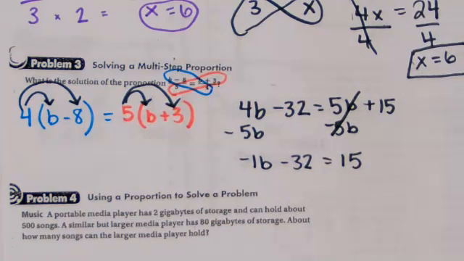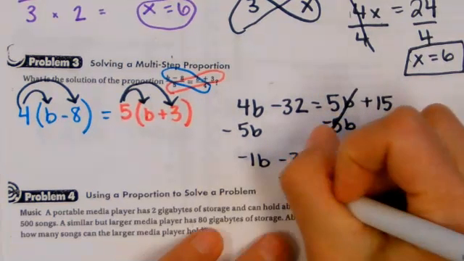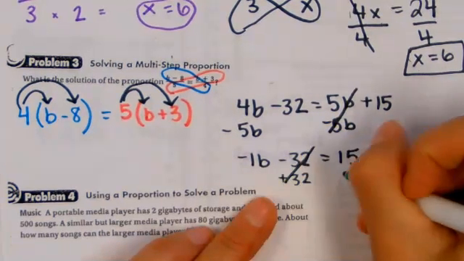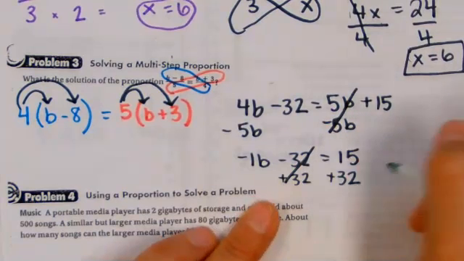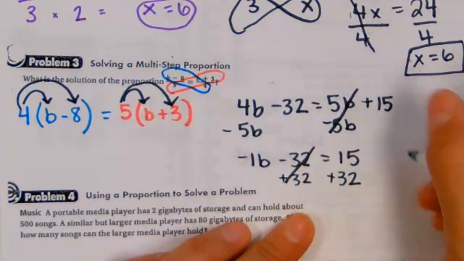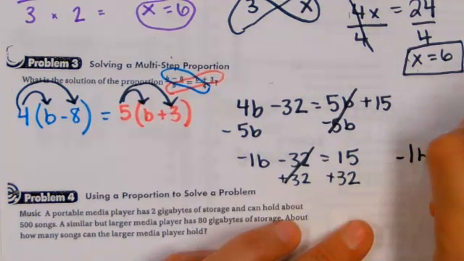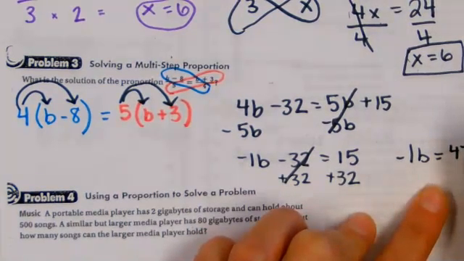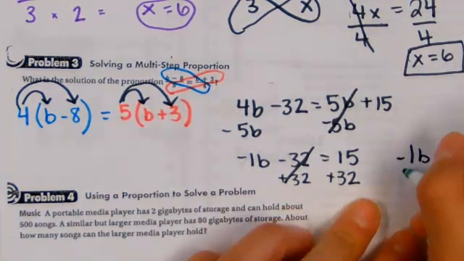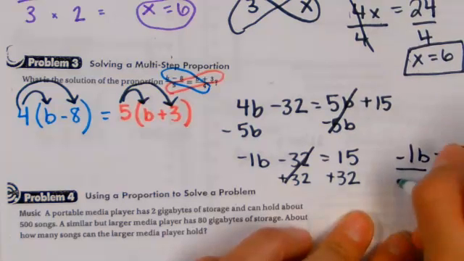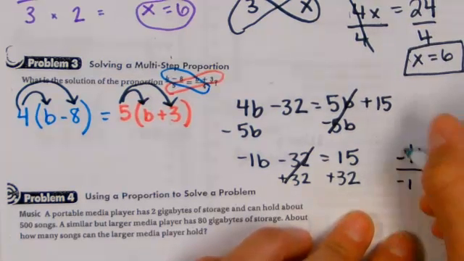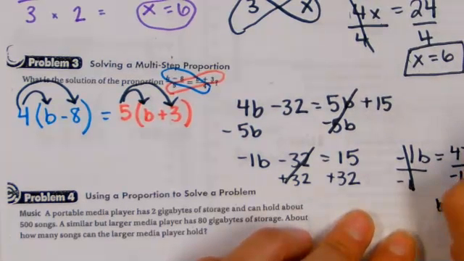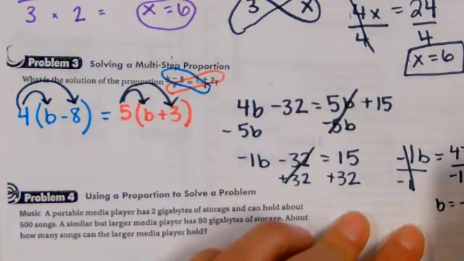Okay, what do I need to cancel out next? What do I do? That's right, add 32, cancel it, add it on this side to keep it balanced, okay? And I'm going to write mine over here. I now have negative 1b equals what? 47. And what's my last step? Divide by negative 1. And what's my solution? B equals negative 47.